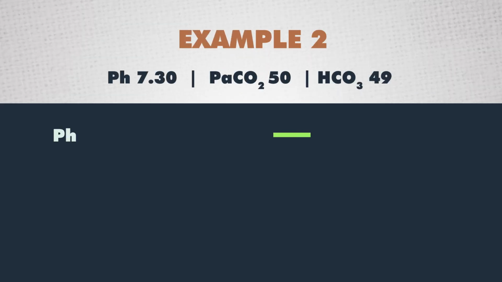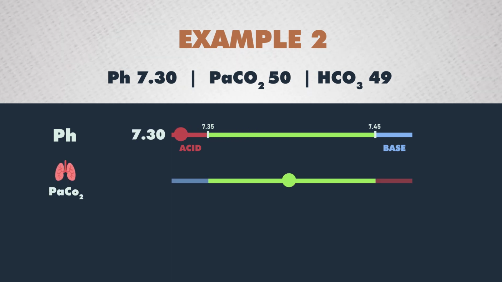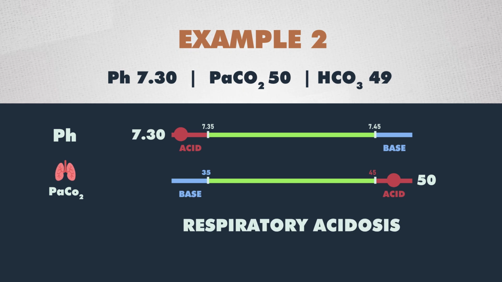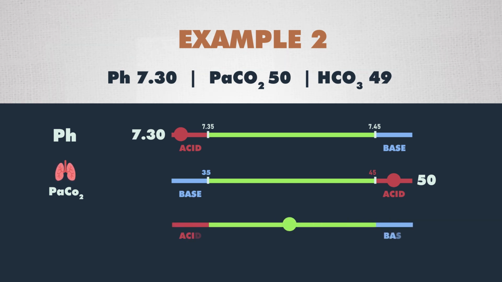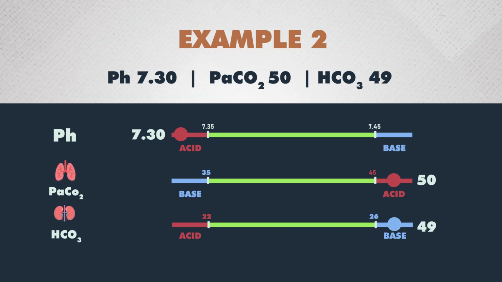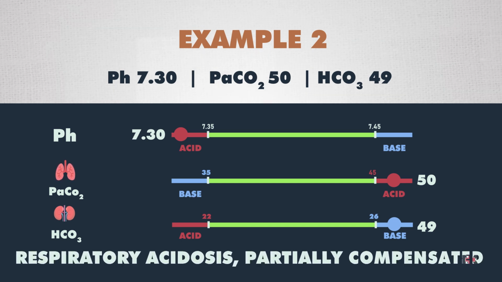Let's take an example. The pH value is 7.3, which is acidosis. A PaCO2 of 50 indicates respiratory acidosis because the pH and PaCO2 are on the acidic side. Since bicarb is 49, the body is trying to compensate by increasing the bicarbonate, but this is not enough to return the pH to normal. This is partial compensation.